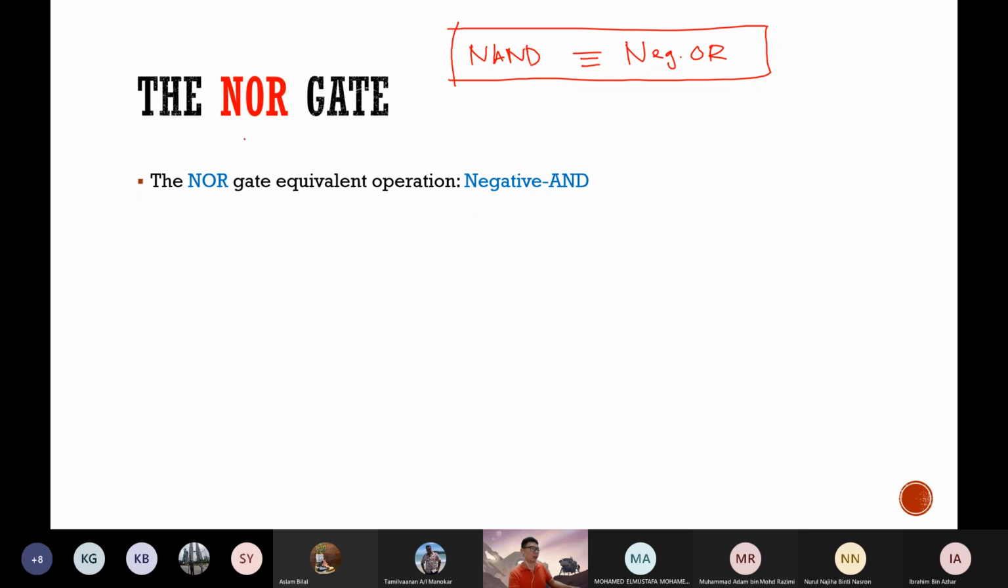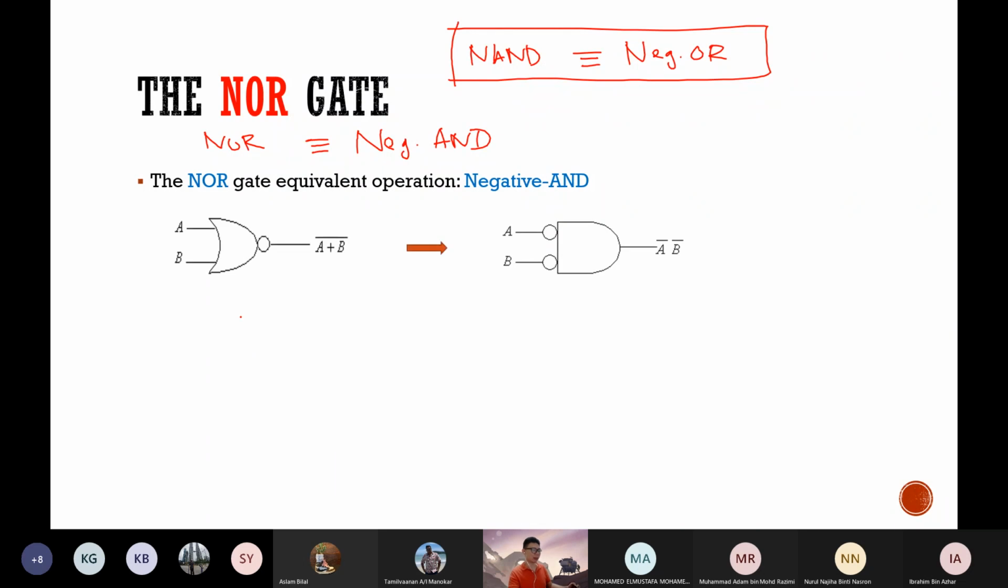Now we are going to see this property in the NOR gate as well. So in the NOR gate over here, now we're saying that the NOR gate is equivalent to a negative AND gate. We're going to do the same thing like what we did just now. So let's take a look at it.